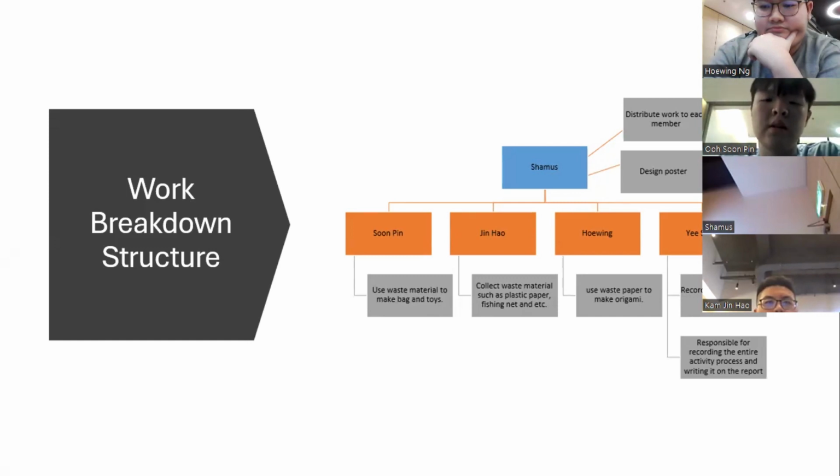Next is Jim Hao. He takes part in collecting the waste materials such as plastic, paper, fishing net, and others. Next one is Howing. He used the waste paper to make origami. And last one is Yishun. He takes part in recording the ESG activity of the day, such as taking photos or videos. He is also responsible for recording the entire activity process and writing it in the report.